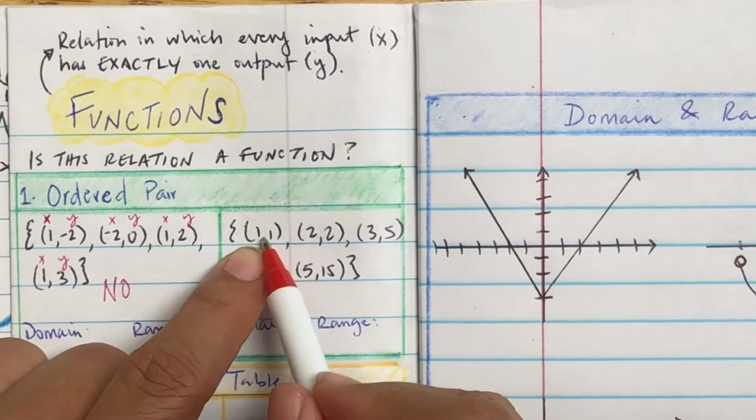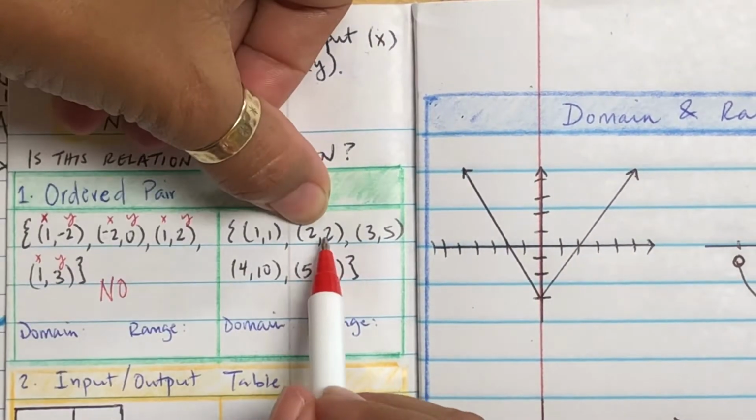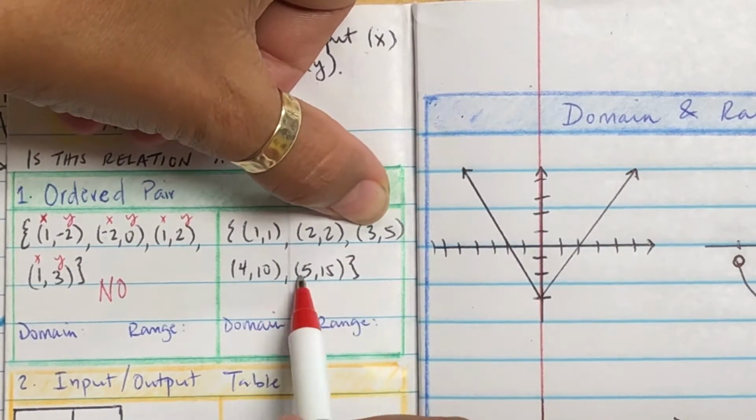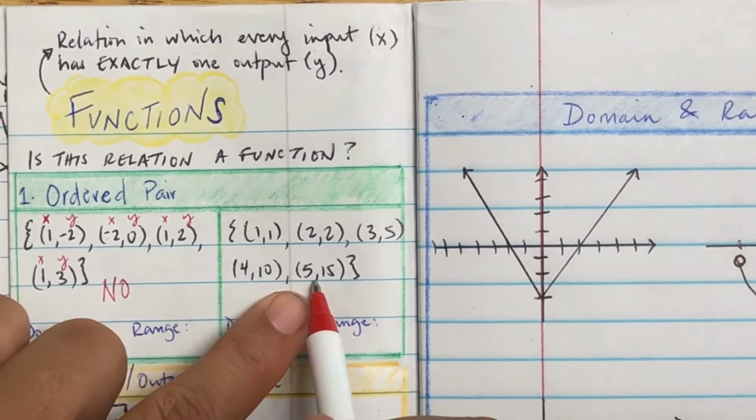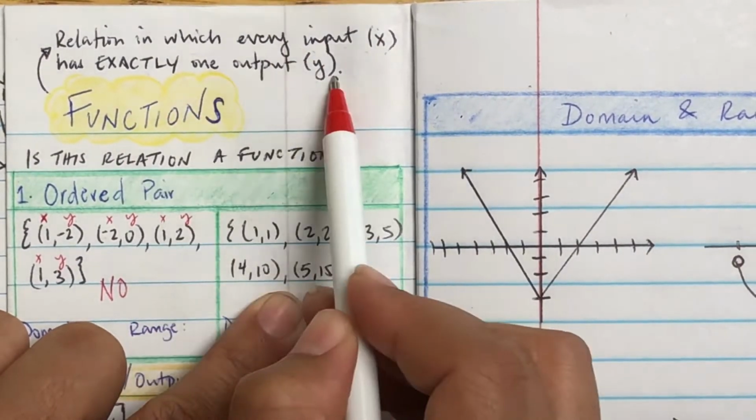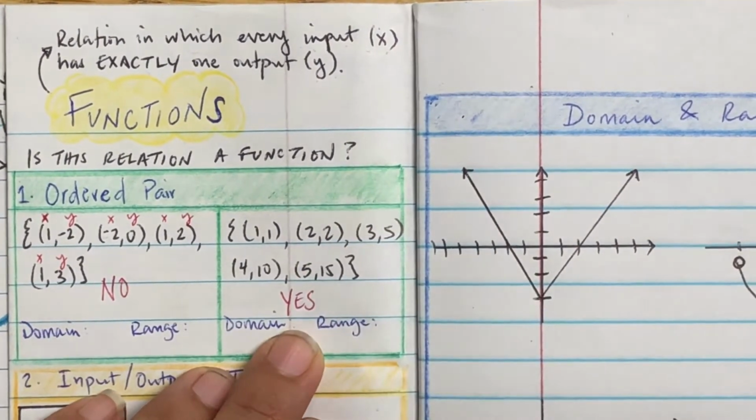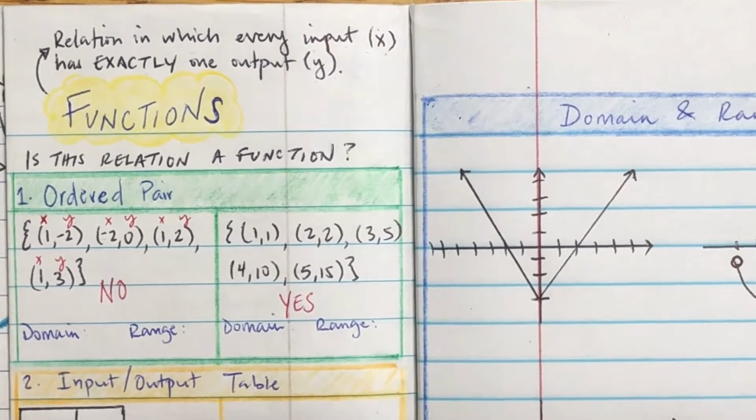Let's look at this one. So we're going to look, each one is xy, xy, xy. So we're looking at the x's. None of them repeat, so that's fine. So they all have one output y. So yes, it's a function. It might take a couple of examples, but that's okay.